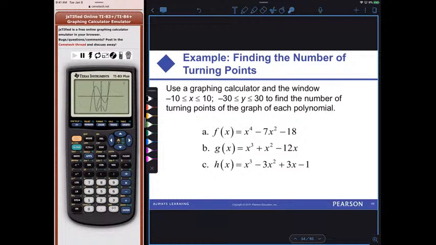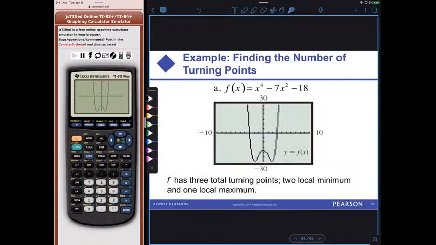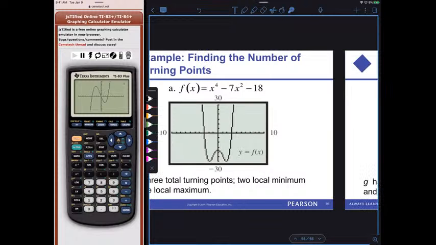Let me go to y equals. Let me suppress these other two so we can focus on one. So if we look at the first one, find the number of turning points. If we only see the first one, we have 3 turning points: 2 local minima and 1 local maximum. Okay. Then for the second one, if I hit graph, 1, 2. 2 turning points. 1 local maximum, 1 local minimum.